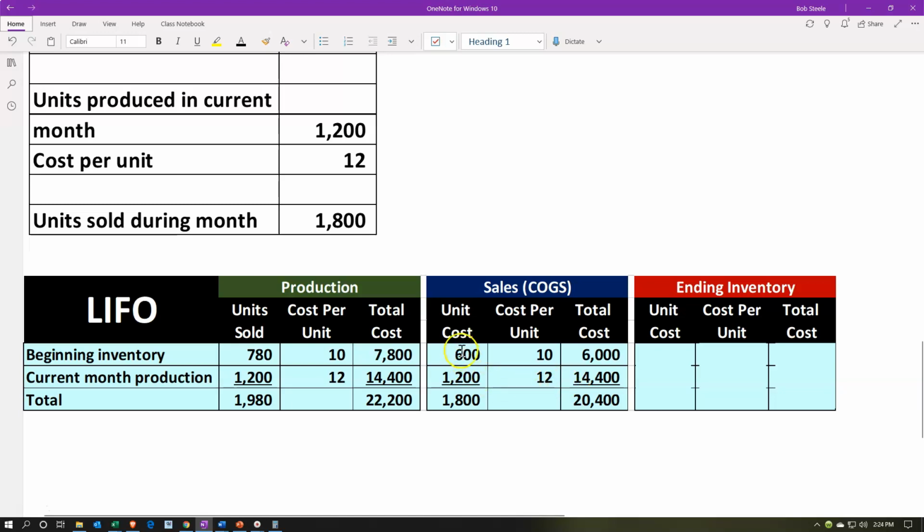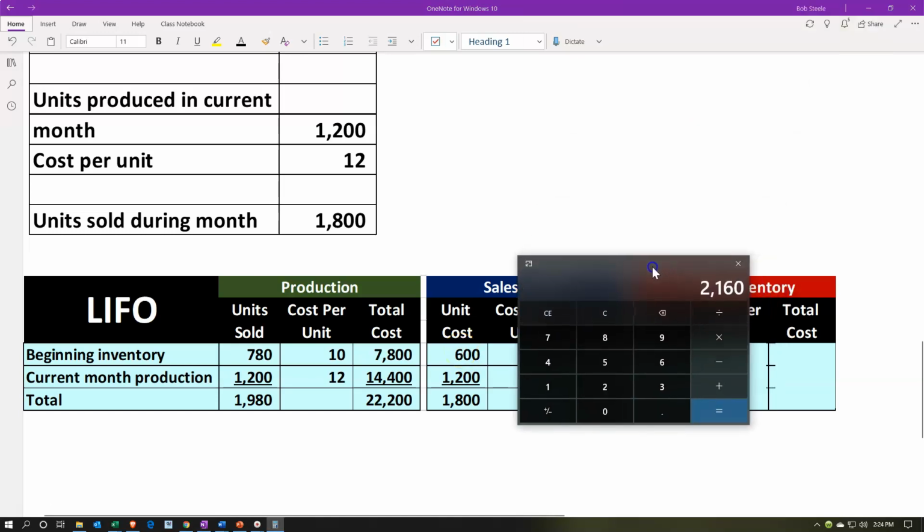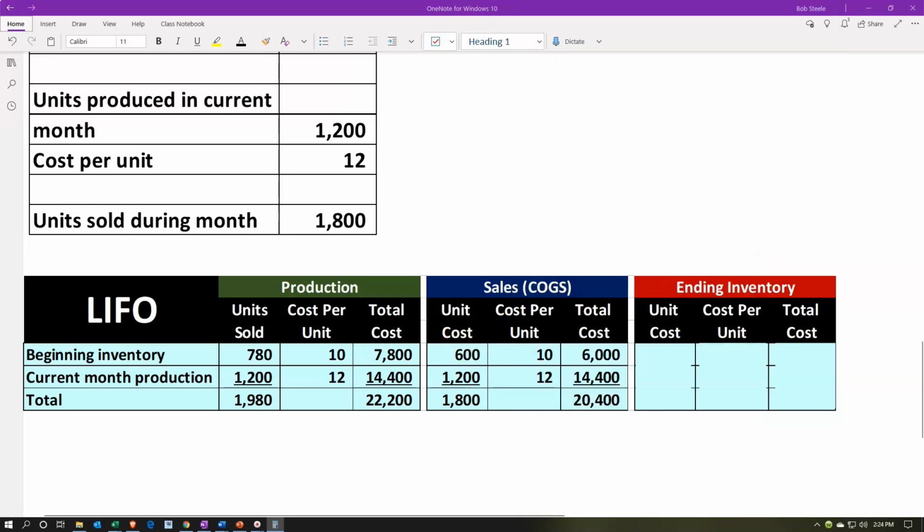And then I got to back into the prior column, meaning once we have that, we're going to then say, okay, so we sold 1,800 minus the 1,200. That means we have to cut into the prior row, the prior level at 600. So of the 780, we sold 600 of them.